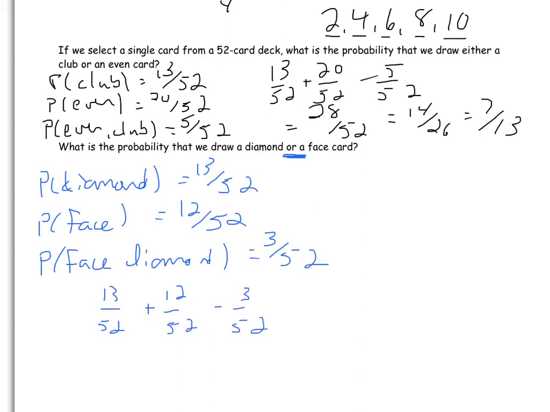And that's going to equal 22 out of 52, and this one I'll turn to a decimal. That's approximately 0.42. It's about 42% of drawing a diamond or a face card. Okay.